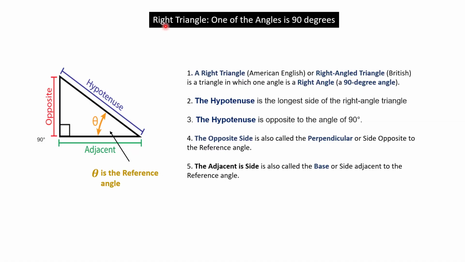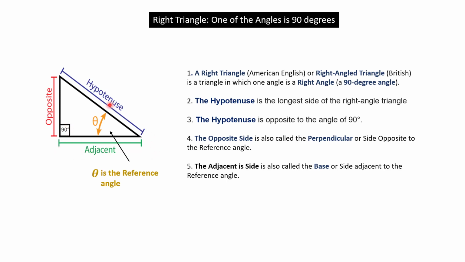Now you have the right triangle. I have already said one of the angles of a right triangle is 90 degrees. Here you have an example of a right triangle. Do you see? One of the angles is 90 degrees. Look at the two slightly different names of this triangle. In American English, it is called a right triangle, and the British call it a right angled triangle. You need to remember this terminology.